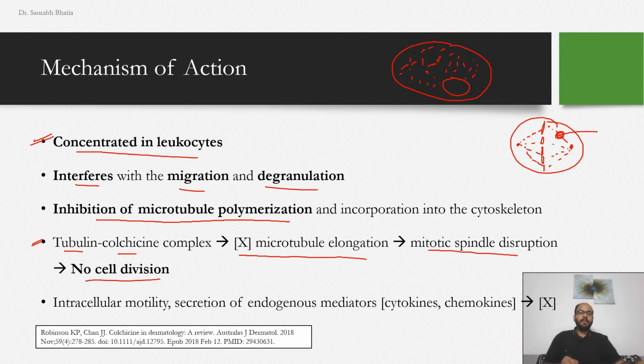Let's move forward. Because of disruption of tubular architecture, the intracellular motility and secretion of endogenous mediators like cytokines and chemokines are all inhibited. So the products that the cell makes, the inflammatory cytokines like TNF-alpha and interleukin-1, which cause inflammation, the cell is not able to transport to their location because of microtubule disruption. And that is how these secretions, these chemokines, are also reduced, leading to the immunosuppressive side effects of colchicine. I'm clear on that? Let's move forward.